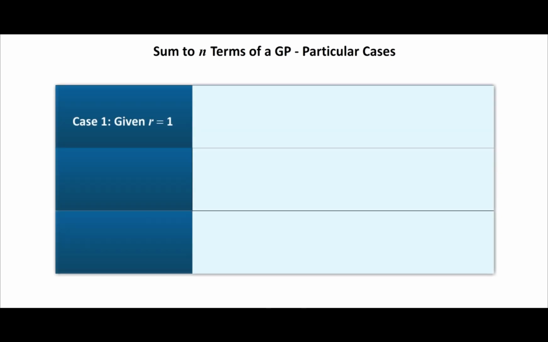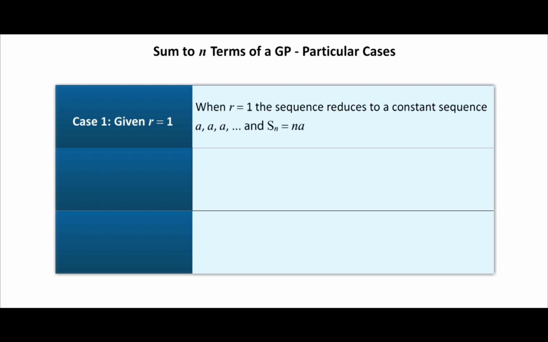Let us now view the formula for the sum to n terms of a GP for some special cases. Case 1. Given r is equal to 1. When r is equal to 1, the sequence reduces to a constant sequence a, a, a, and so on, and Sn is equal to n into a.